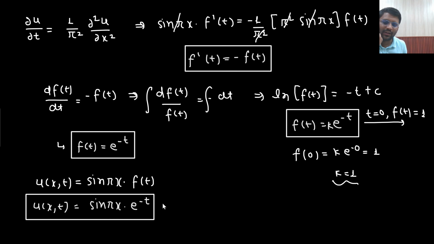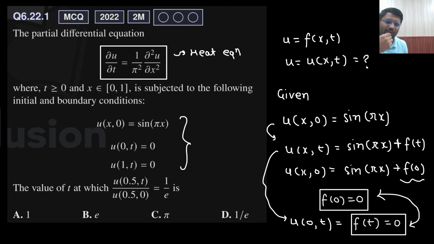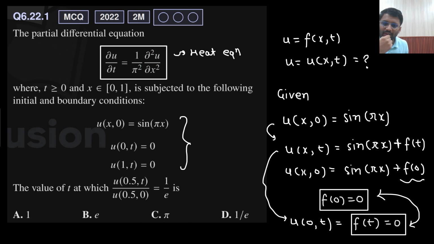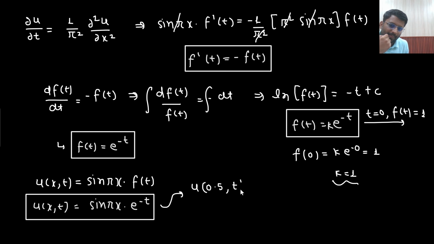Now what am I supposed to find out from here? In place of x you need to put 0.5, and in place of t you need to put t only. Then in place of x you will put 0.5, and in place of t you will put 0. So what are you getting, sir? 0.5 I am supposed to put, so this will become sin pi by 2 e to the power minus t.